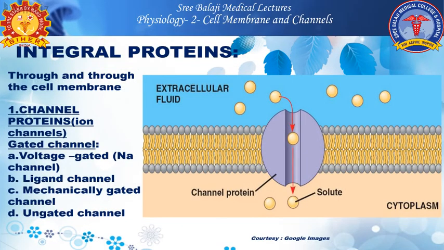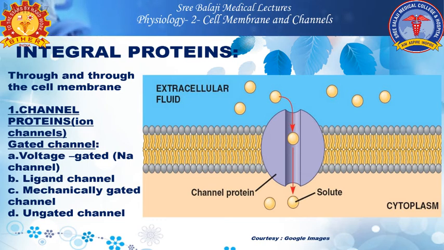Now we will see about the types of proteins. First we will see about the integral proteins. As I have said earlier, this is also known as transmembrane proteins. So where is it present? It is present through the cell membrane. That is, it is facing both the extracellular part and intracellular part of the cell membrane. Under integral proteins, there are so many types. We will see one by one.